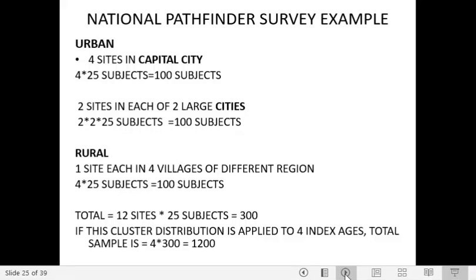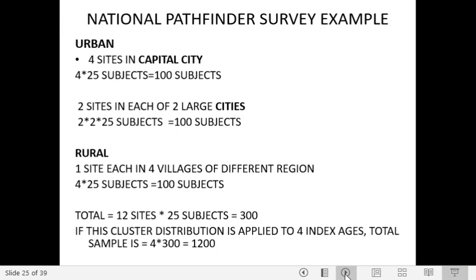That is, in Delhi, you can choose 4 localities. Then in 2 large cities, so you can choose Calcutta and Mumbai, and you can again choose any 2 sites in 2 large cities and collect 100 subjects. Then 1 site each in 4 villages of different regions. That is how you collect 300 more.